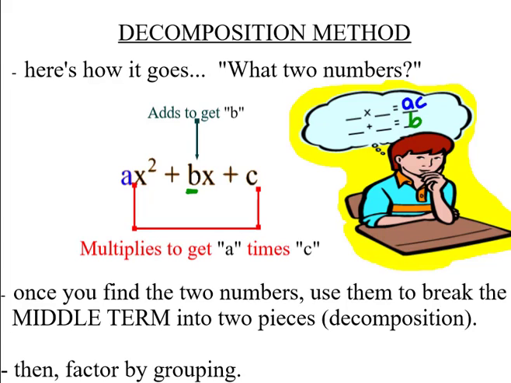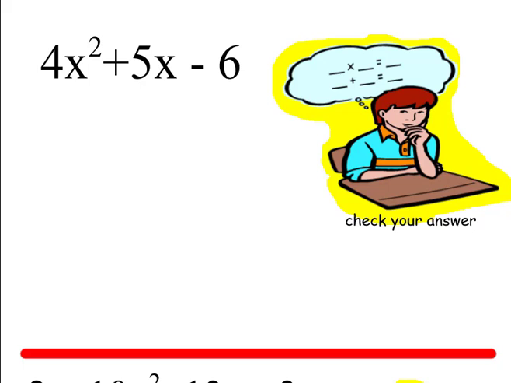The only difference between a hard trinomial and a simple trinomial is that I call it a simple trinomial when the number in front of the x squared is just a 1. This is when the number in front of the x squared is not a 1, and it takes a couple more steps. So once we find the 2 numbers, you use them to break down the middle term into 2 pieces, and like I said, I call this decomposition. And then we're going to do something called factor by grouping. It's like greatest common factor, and we're just going to do it in parts.